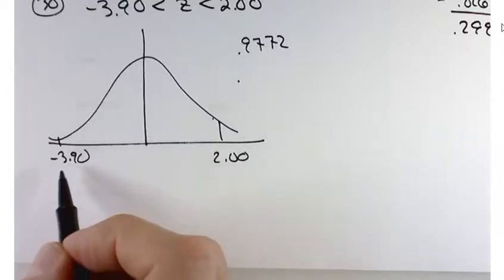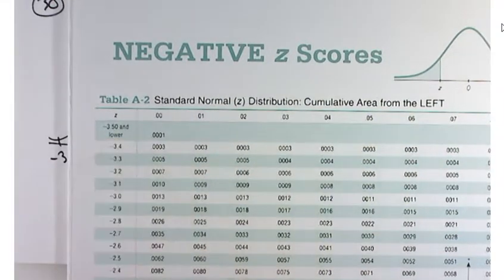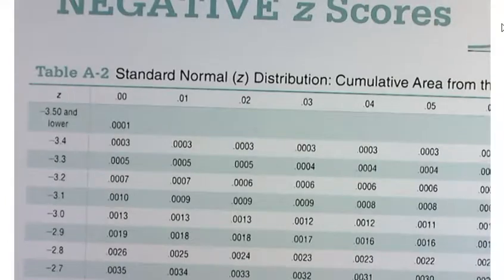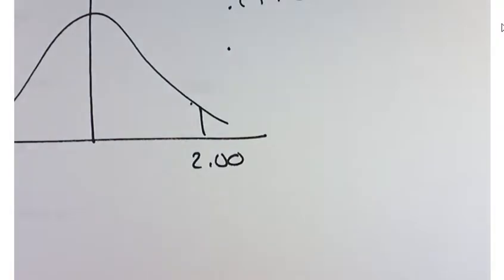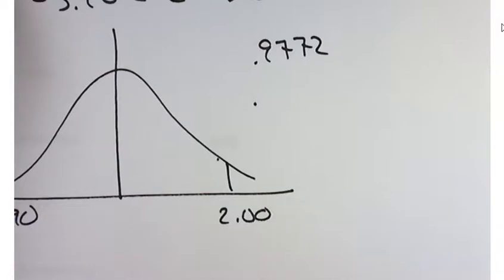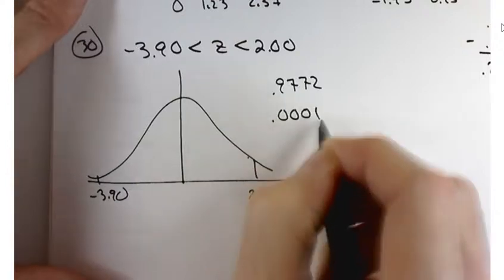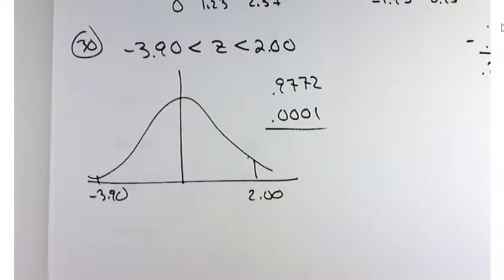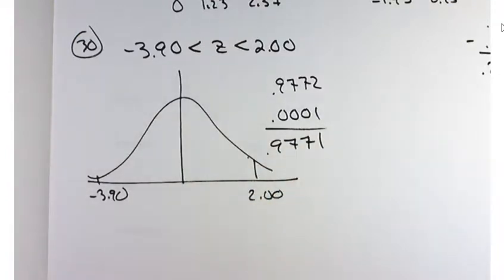Negative 3.90 is a little bit interesting because your z table only goes to about negative 3.5. After that, they just kind of wave their hands and say anything lower than negative 3.5, just use that area, 0.0001. So the area to the left of 2 is 0.9772. The area to the left of this, we're going to round up, in this case probably generously, to 0.001, giving us a difference of 0.9771. So, cool. Some z values.